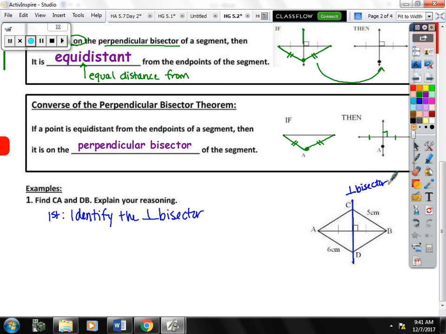So the theorem says if a point is on the perpendicular bisector, then it has to be equal distances from the two endpoints. So we can add in markings that AC is congruent to CM by this theorem. We can also notice that point D is on the perpendicular bisector, which would mean that AC is congruent to DB. Once we've added those markings, we can see that this one's labeled 5, therefore CA, or AC, has to be 5 centimeters, and 6 and 6, so DB.